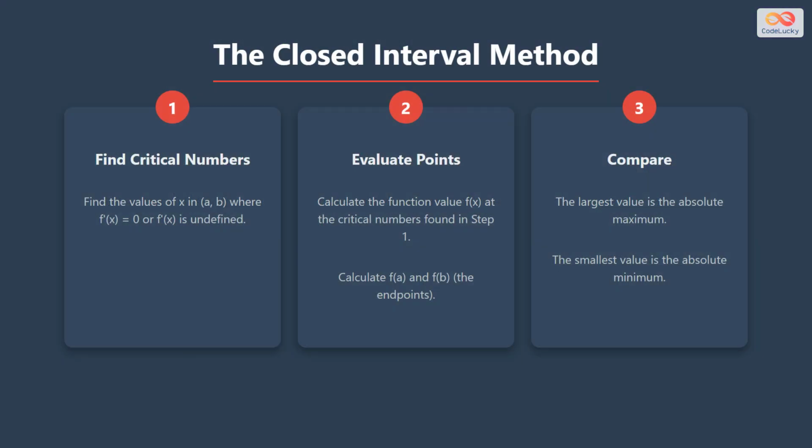To find these values, we use a simple three-step process called the closed interval method. First, we find the critical numbers. Second, we evaluate the function at those critical numbers and at the endpoints. Finally, we compare the results to see which is largest and which is smallest.